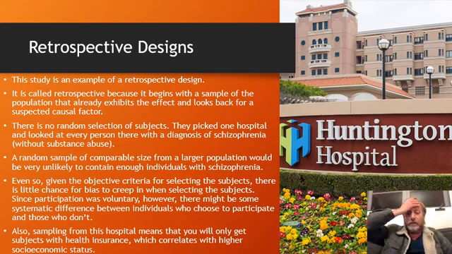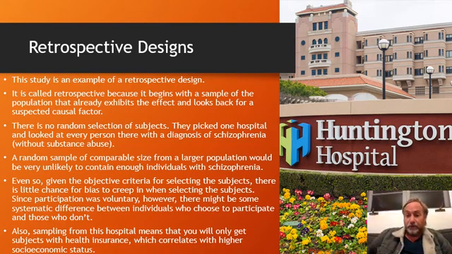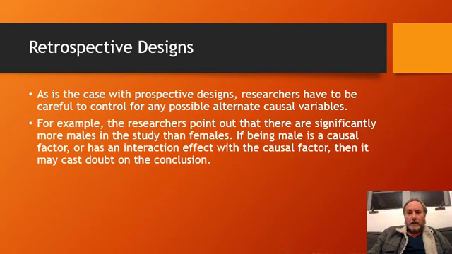Another potential difference, right? You're sampling from a hospital, right? So that means you're sampling from people that can afford to go to a hospital or have some kind of health insurance. That's going to correlate with higher socioeconomic status, depending where you are, what country you're in, and whatnot. Some countries have universal health care. It's not an issue. But these are all things you have to think about. Stuff you don't have to think about when you're using a random experimental design. So, as is the case with prospective designs, you have to be careful to control for any possible alternate causal variables. For example, right, that in the sample, there's significantly more males than females, right? So if it turned out that being male is a causal factor in developing schizophrenia, or even just has an interaction effect with the actual causal factor, that would be a problem, right?